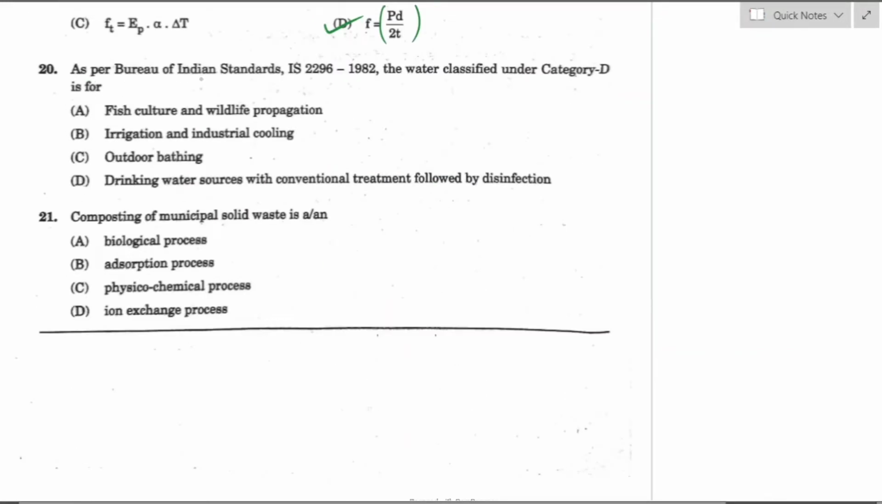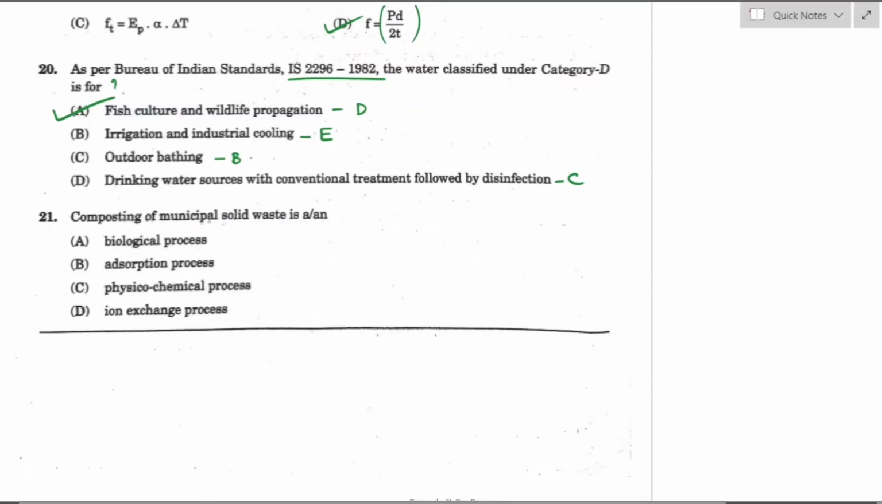Question number 20. As per Bureau of Indian Standards IS 2296-1982, the water classified under category D is for. So as per this codal provision, the water classified under category D is fish culture and wildlife propagation. So this is category D. Option A is the right answer. Irrigation and industrial cooling is category E. Outdoor bathing is category B. Drinking water sources with conventional treatment followed by disinfection is category C.